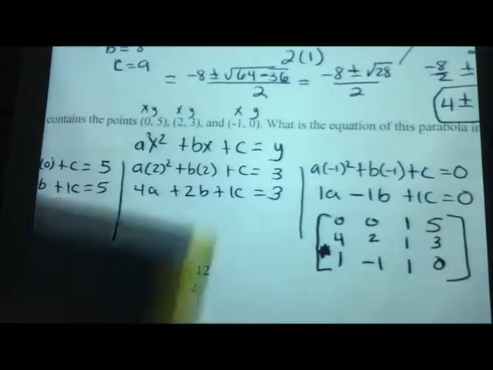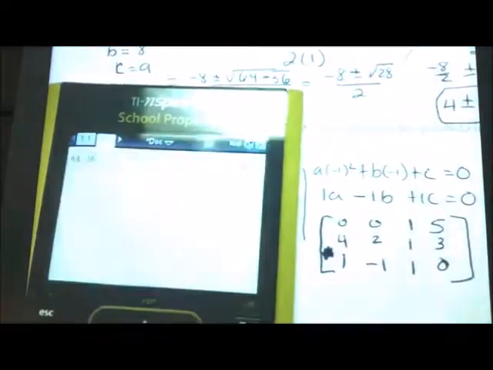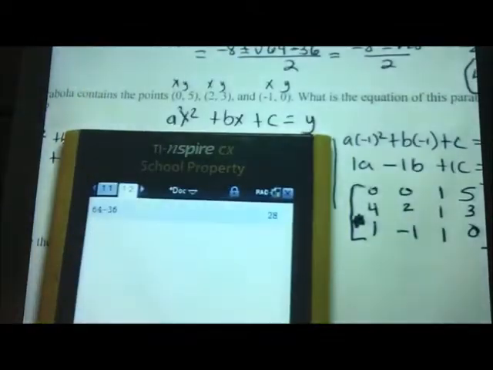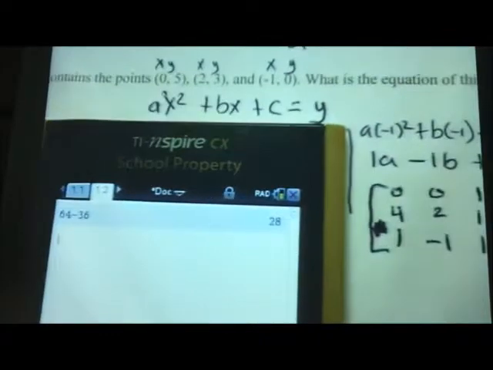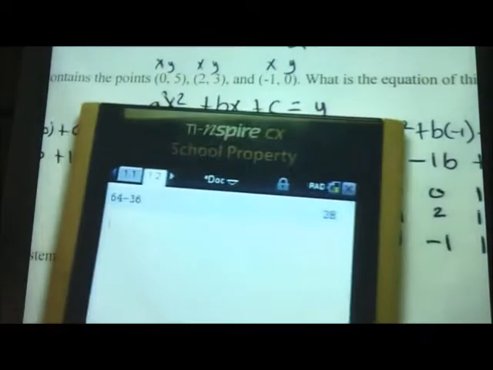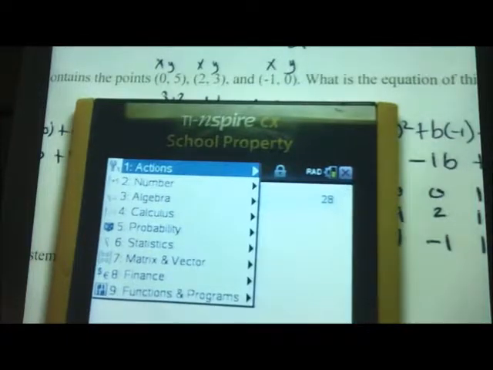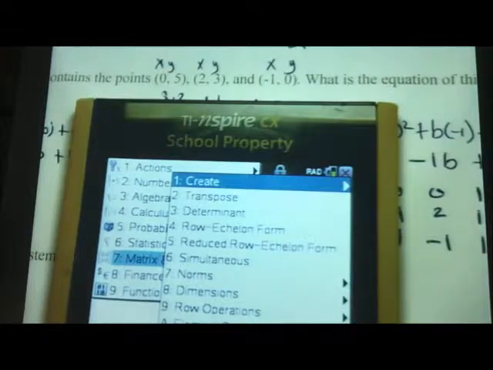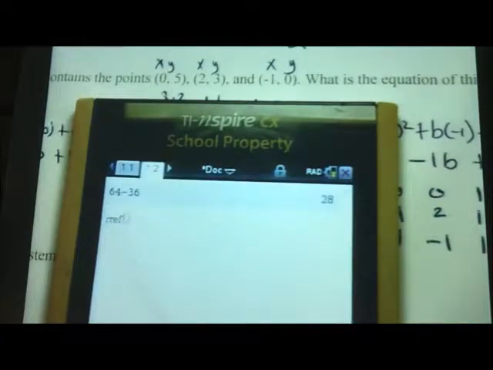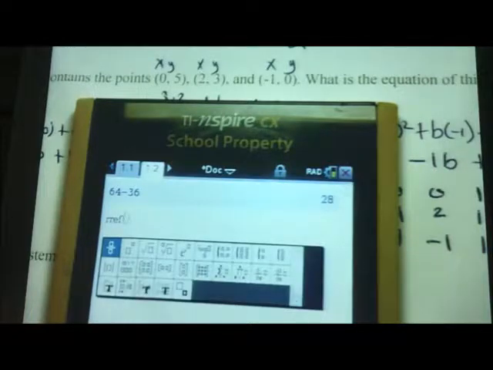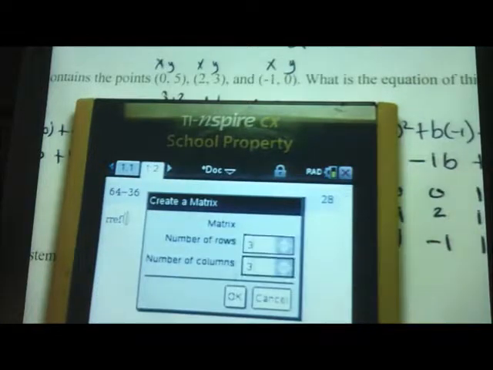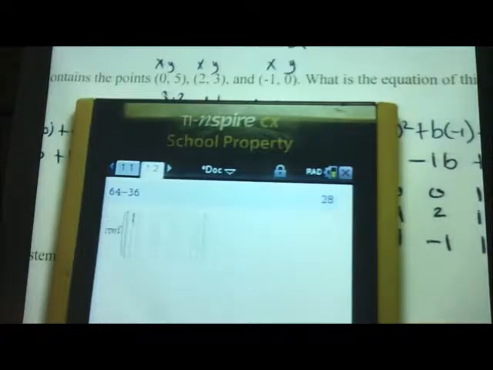So here we go to the matrix, but remember before we go to it, I'm going to zoom in a little, hopefully it's clear. We'll go to menu, and we're going to do matrix, which is 7, and then we're going to do the number 5, RREF. Alright, it's right there. Now I have 3 rows and 4 columns, and then we enter the numbers that we have right there.